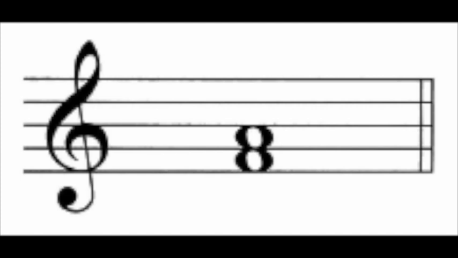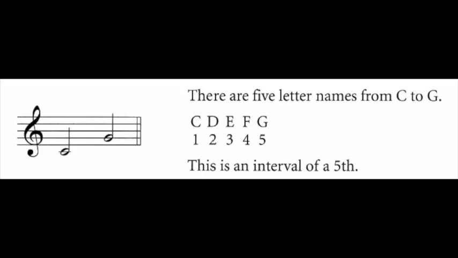All intervals have a specific number. This number is determined by counting the letter names of the notes in the interval from the lowest to the highest. So here we can see a C and a G. We would start counting on C, that would be our 1. We would then go to D, which would be our 2. We would then go to E, which would be 3. We'd then be on F, which would be 4. And then finally, we'd get to that G that they have there, which would be our 5, or this interval would be a fifth.